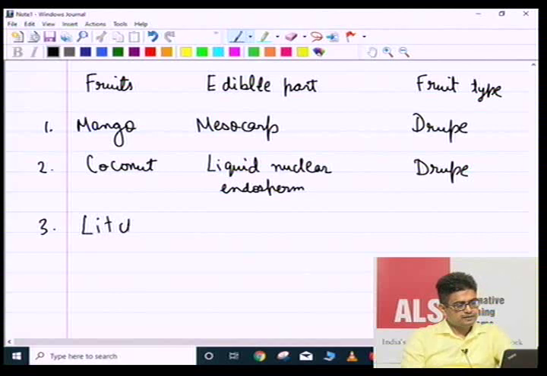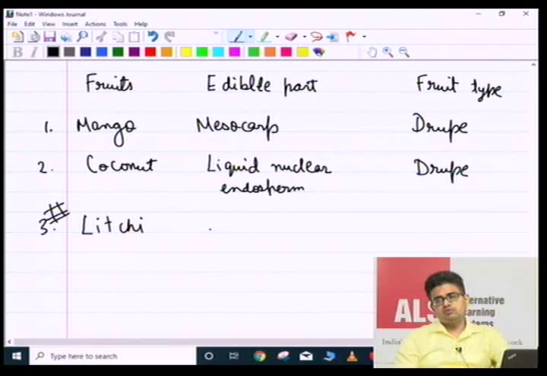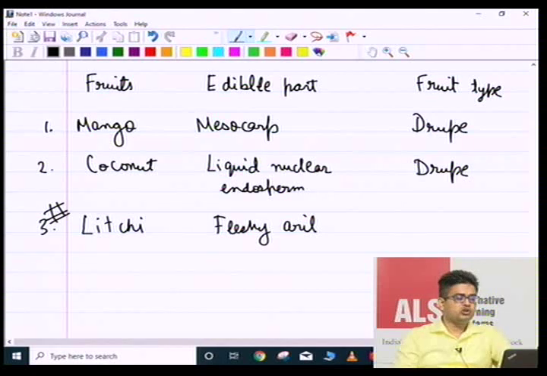Lychee, very important. Lychee is very, very important. The botanical name of lychee is Litchi chinensis. The edible part is fleshy aril. Please try to remember this, very important for CBSE. It is actually a nut, but you can consider this later.